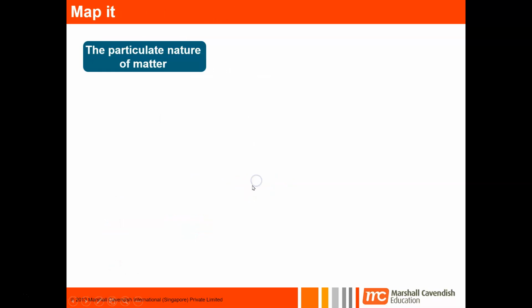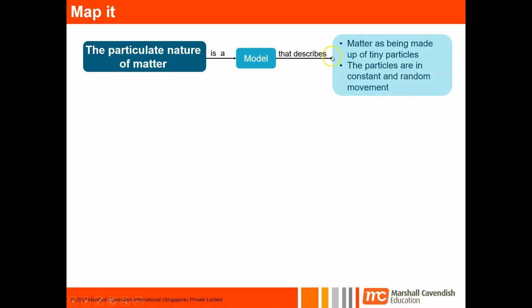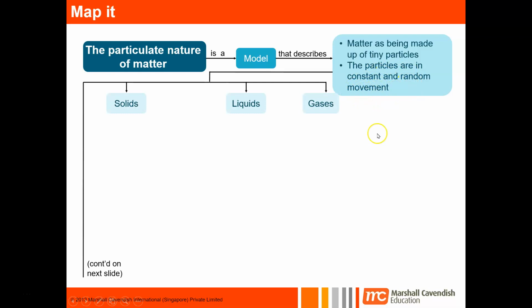And now let us do a summary chart for the chapter. Okay, so we have talked about the particulate nature of matter, and this is actually a model. Okay, obviously, whatever we learn, these are all just models. That means that these are the ways that scientists have thought of to teach students. Okay, and these are described as matter is made up of tiny particles, and these particles are in constant and random motion or movement. Matter is divided into three main groups: solids, liquids, and gases.